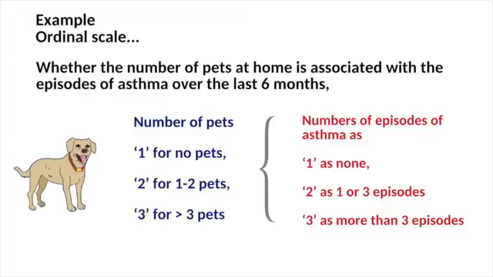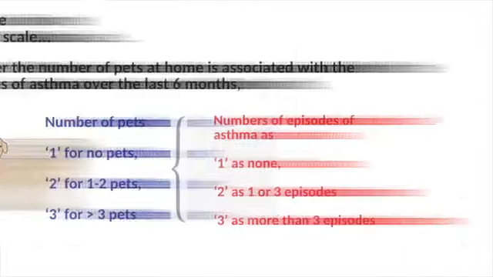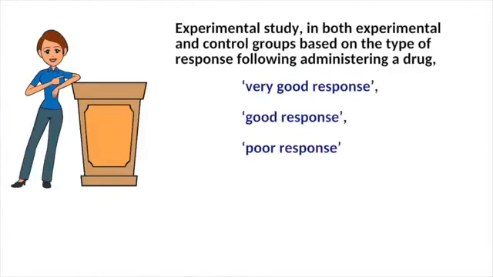And also the numbers of episodes of asthma as 1 as none, 2 as 1 to 3 episodes, and 3 as more than 3 episodes. We can see that this categorization also provides information on the relationship between them. In experimental studies, a researcher may use ordinal scale to categorize study units in both experimental and control groups, based on the type of response that they will experience following administering a drug using the categories such as very good response, good response, and poor response. Again, this categorization provides information on the relationship between the categories.